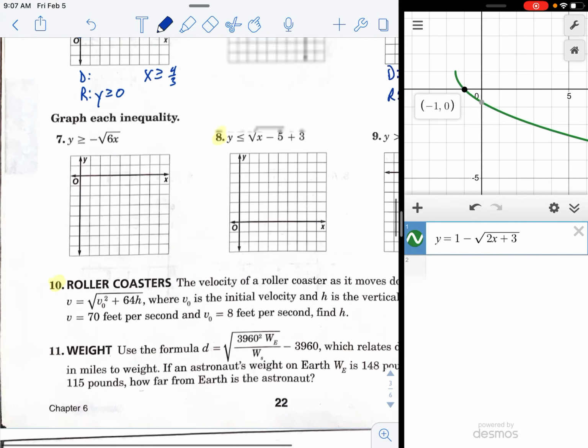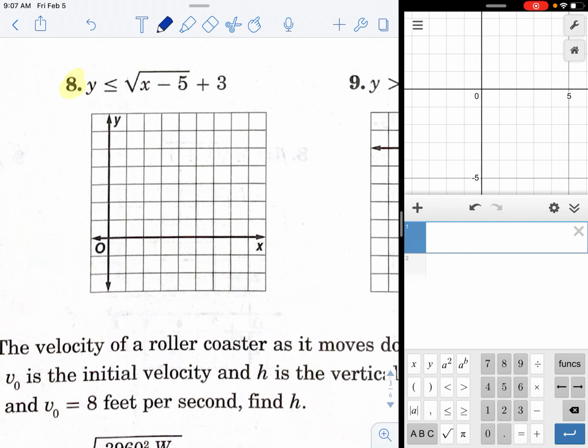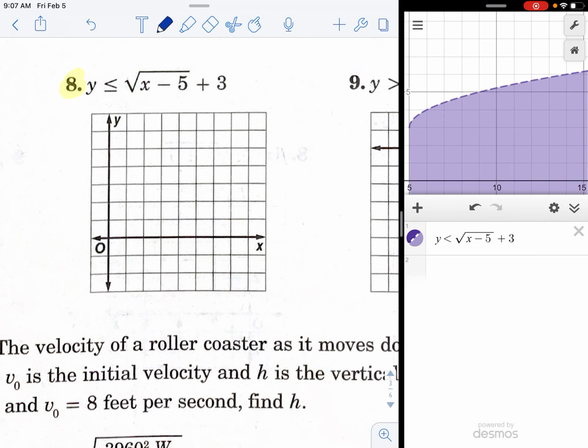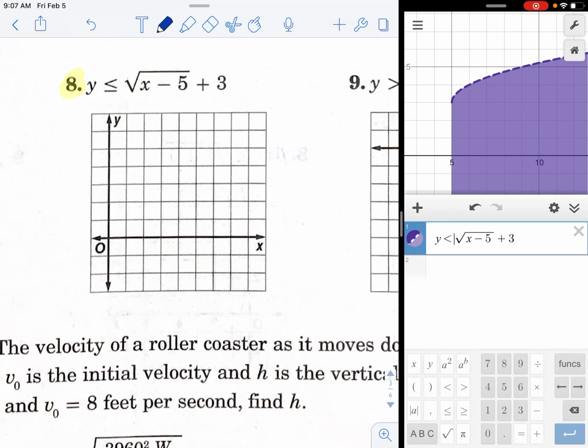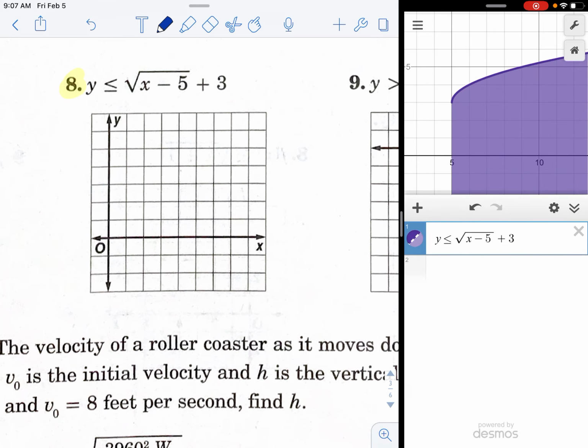Another inequality, number 8. Don't do the answer key right here. So y is less than. Now, I'm going to do just a less than real quick to show you, because it's been a while since we've done these. If it was just less than, you see how there's a dotted line there? Make sure you would draw that on your paper if you ever have these dotted lines. This one is a less than or equal to, so it is going to be a solid line.